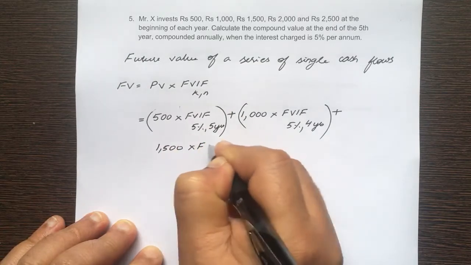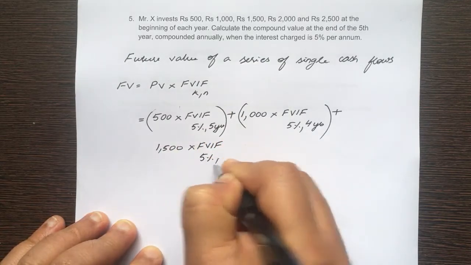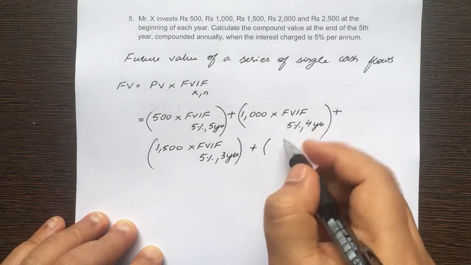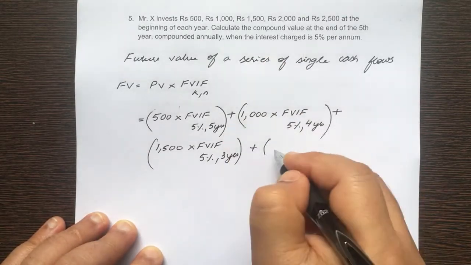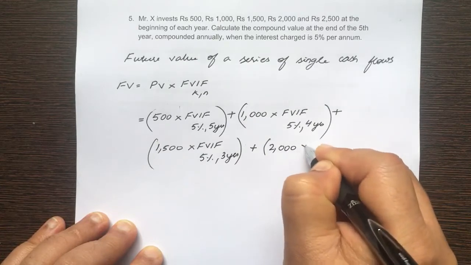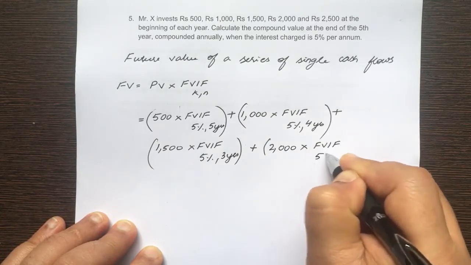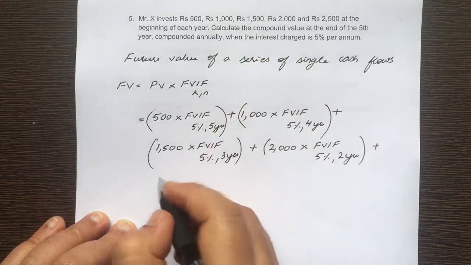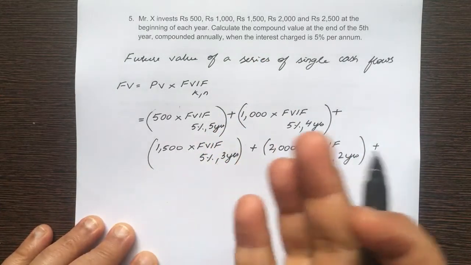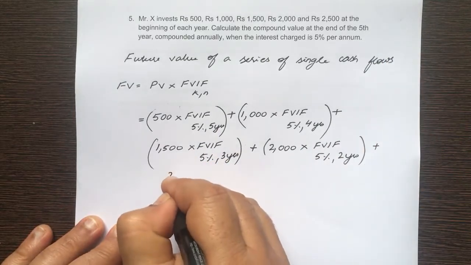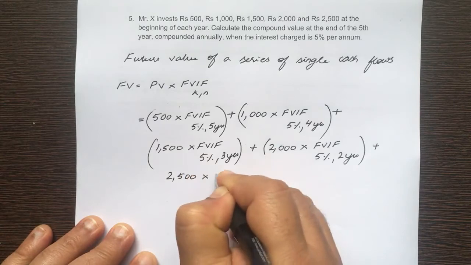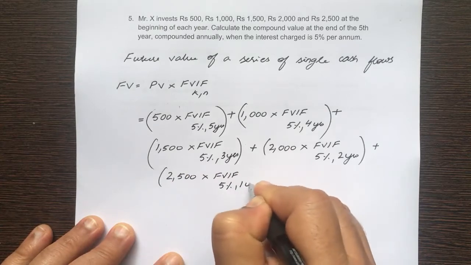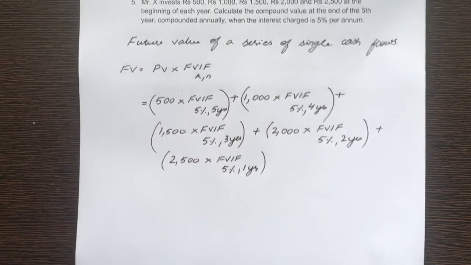1500 into FVIF 5%. How many years? Yeah, 3 years. All right, because it is invested at the beginning of the 3rd year. And then 2000 into FVIF 5%, 2 years. Okay, we have to take for 2 years because it is invested at the beginning of the 4th year. So 4 and 5 years. Plus finally 2500 into FVIF 5%, 1 year. All right.